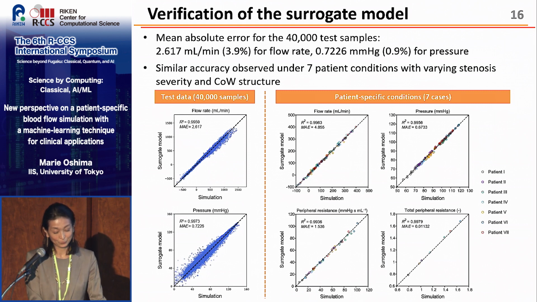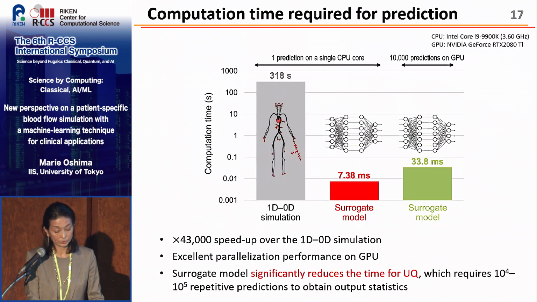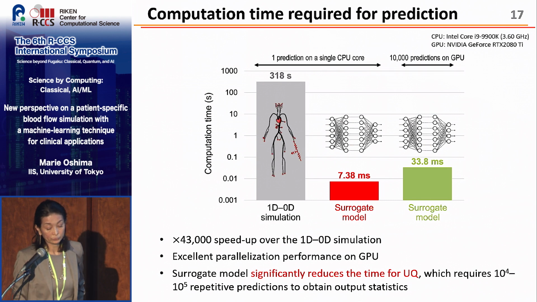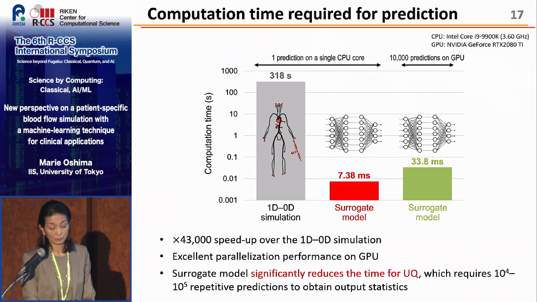So the 40,000 test samples are used, and it shows very good verification results. So this surrogate model is applicable for this study. And the good thing about the surrogate model is that the computer time will be reduced.